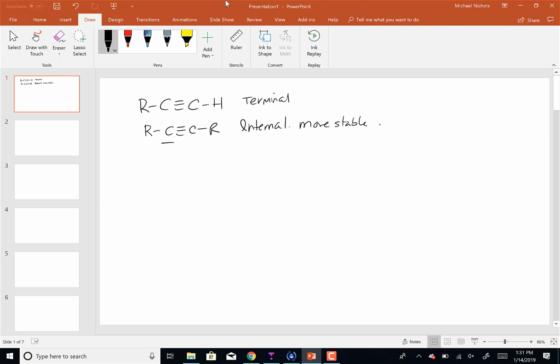The triple bond, because the carbons are sp hybridized, means that the triple bond is linear. And so that's the shape of a triple bond, it's linear. And that means that for a triple bond, it's hard to have steric hindrance when things are linear.